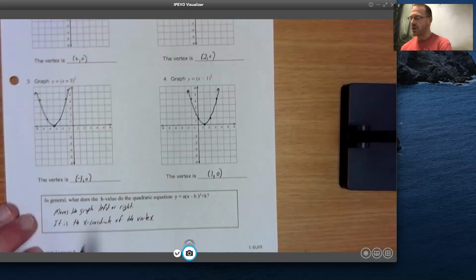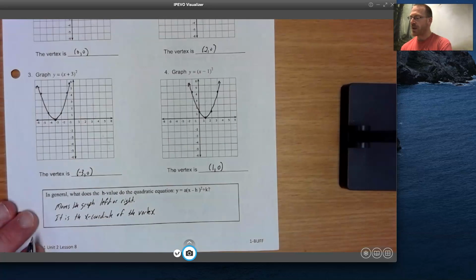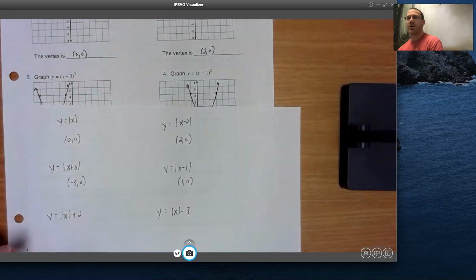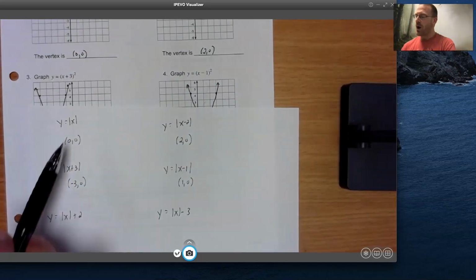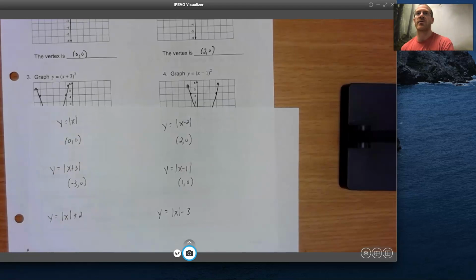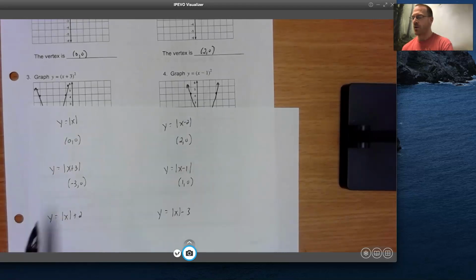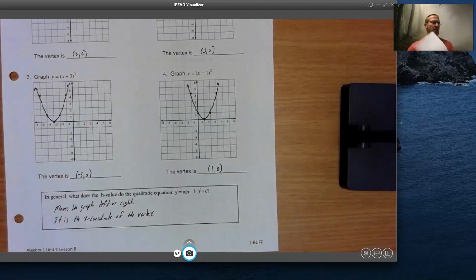All right, so hopefully you see that it moves the graph left to right, that h value is the x-coordinate of the vertex. And then, just like what we've seen with our absolute value graphs, correct? y equals the absolute value of x has a vertex of 0, 0. y equals the absolute value of x minus 2 has a vertex of 2, 0. y equals the absolute value of x plus 3 has a vertex of negative 3, 0. y equals the absolute value of x minus 1 has a vertex of 1, 0. So, once again, translating what you know. Do I see that same pattern even though I'm in a different function?